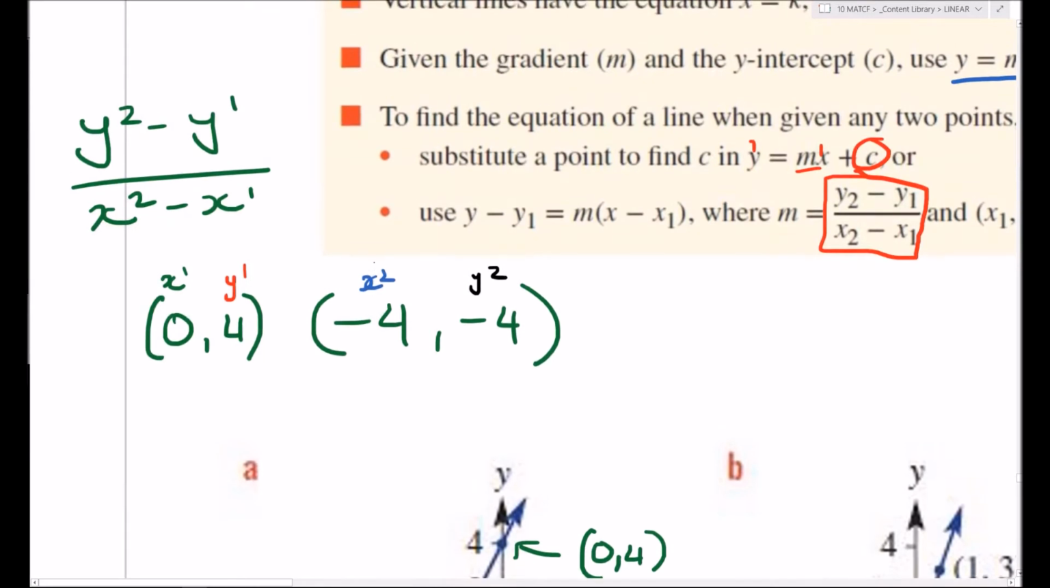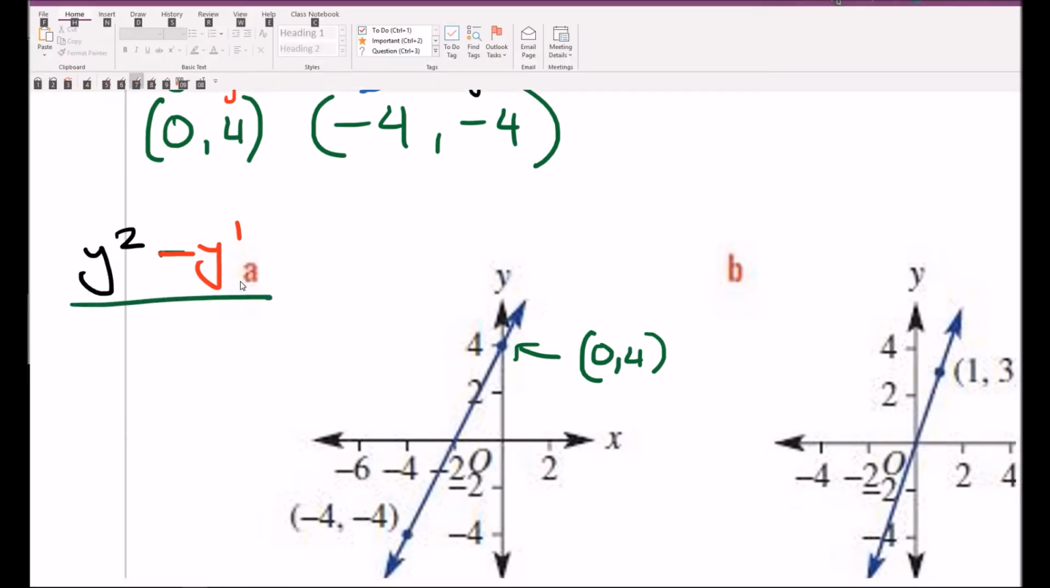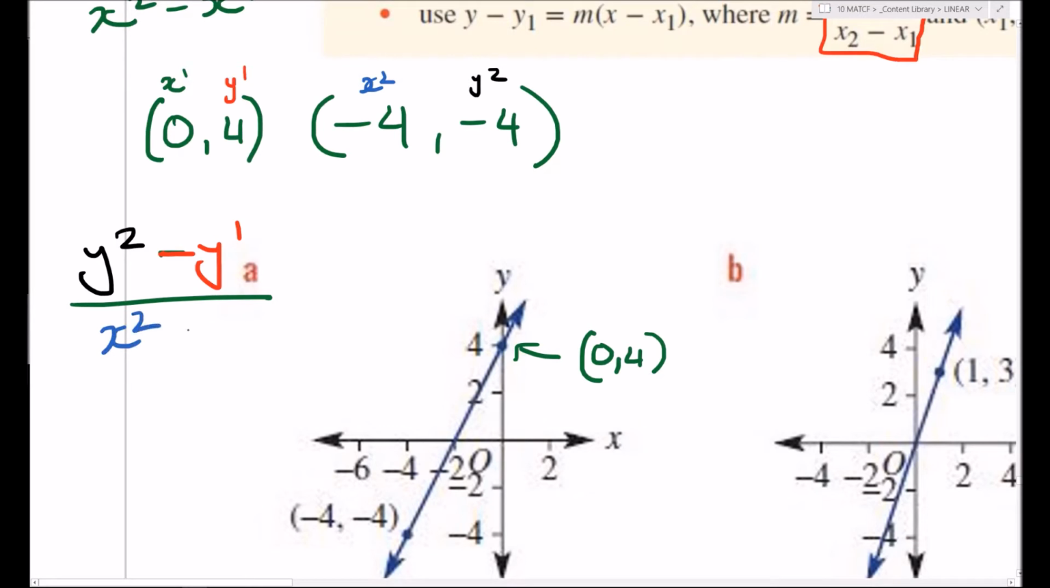Now, all you have to do is substitute these values into this formula, with y2 minus y1 over x2 minus x1. So let's do that. Let's rewrite my formula, where you've got y2. I'm going to use color to do this because I know people love color. Take away y1, okay, over x2, and take away, what's the last one? Take away x1.